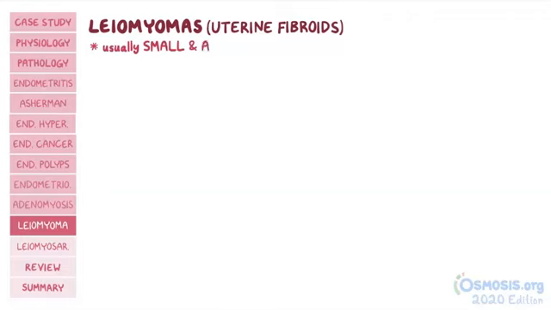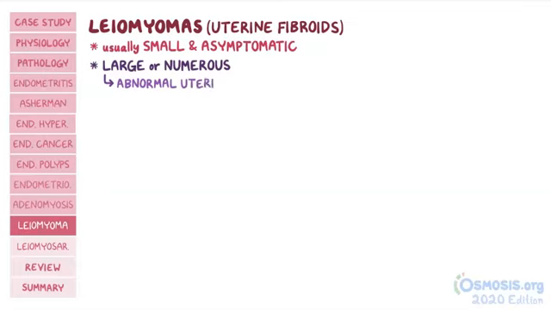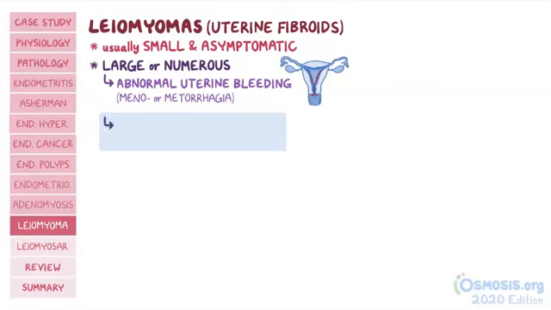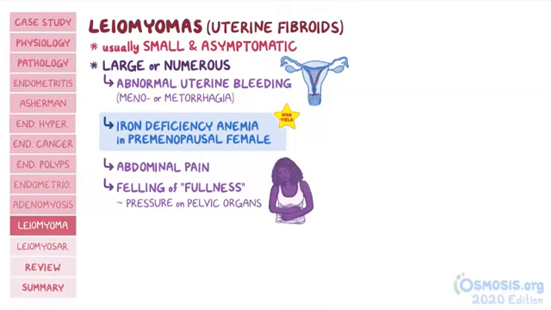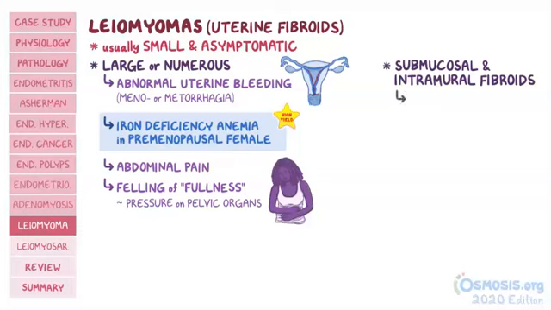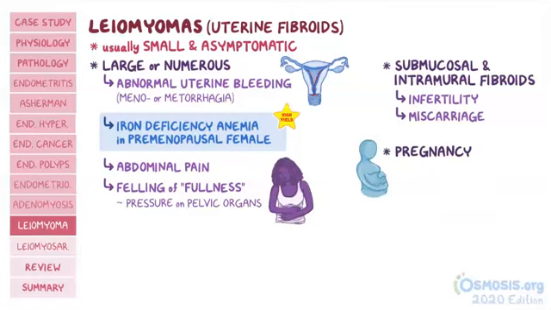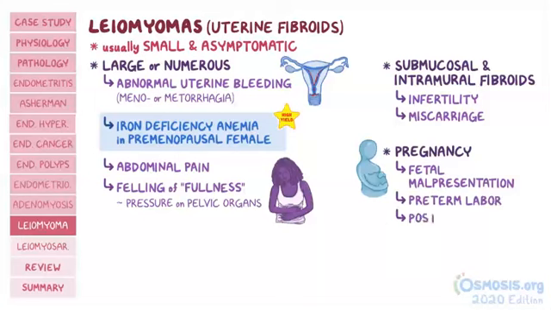Fibroids are usually small and asymptomatic, but large or numerous fibroids can cause symptoms like abnormal uterine bleeding in the form of menorrhagia or metrorrhagia. Over time, this can lead to iron deficiency anemia in a premenopausal female. Fibroids can also cause abdominal pain or a feeling of fullness by putting pressure on pelvic organs. Submucosal and intramural fibroids, in particular, are also associated with infertility and a higher risk of miscarriage. In pregnancy, fibroids can also cause issues such as fetal malpresentation, preterm labor, and postpartum hemorrhage.